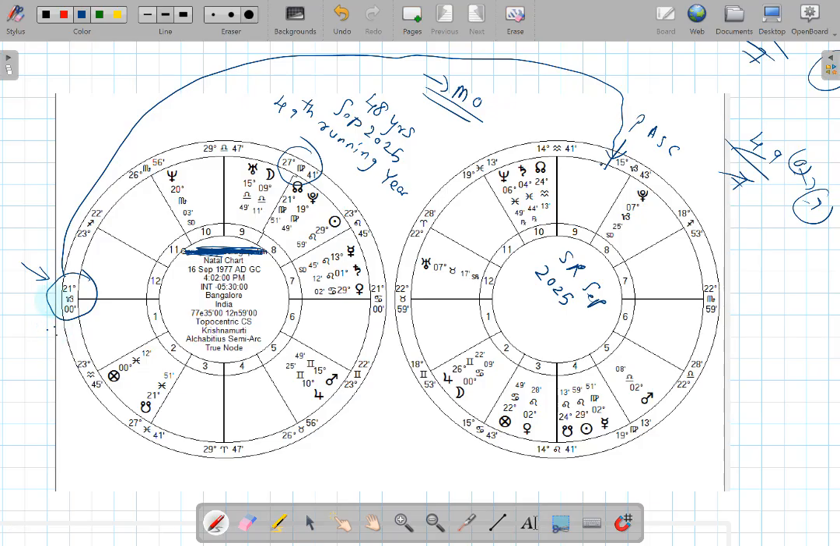The second year will be ruled by the planet that comes next in the Chaldean order, which means the second year will be ruled by Jupiter, the third year by Mars, the fourth year by Sun, the fifth year by Venus, the sixth year by Mercury, the seventh year by Moon, and then again it repeats. The eighth year will again start with Saturn.